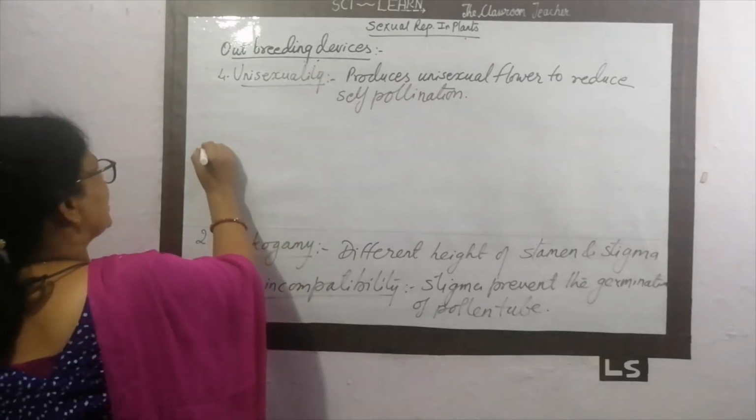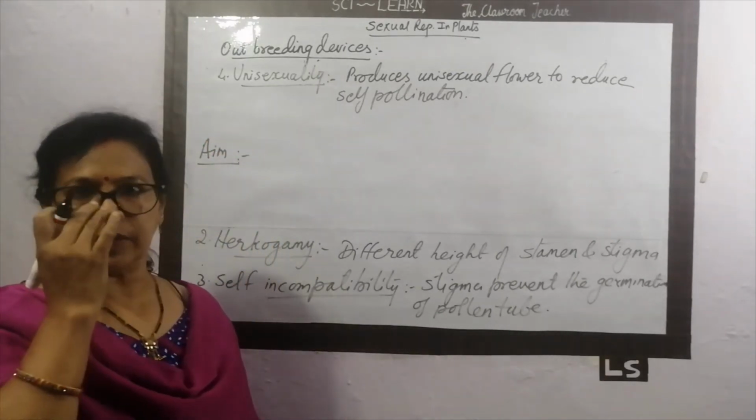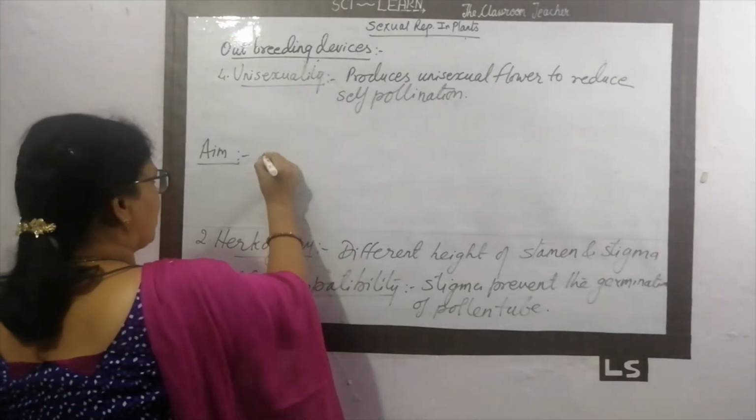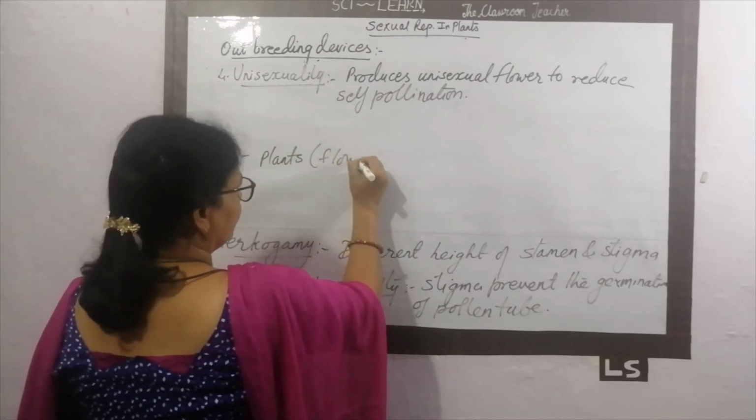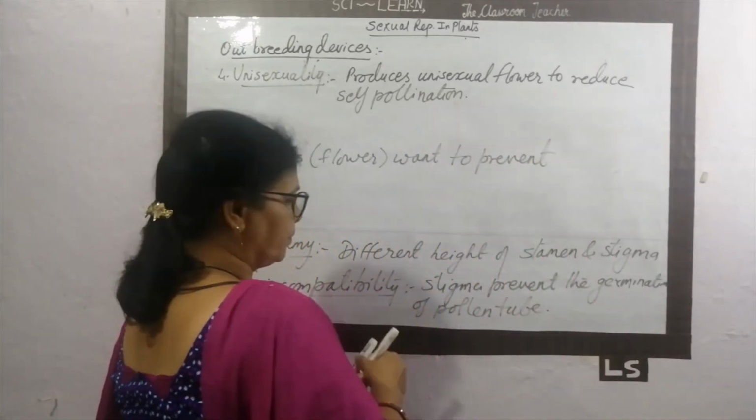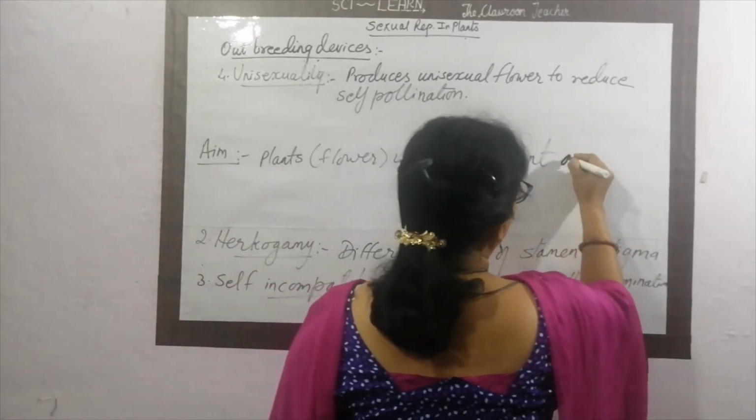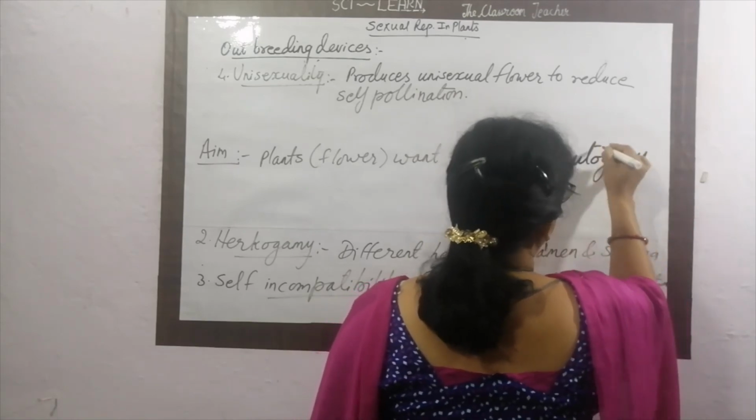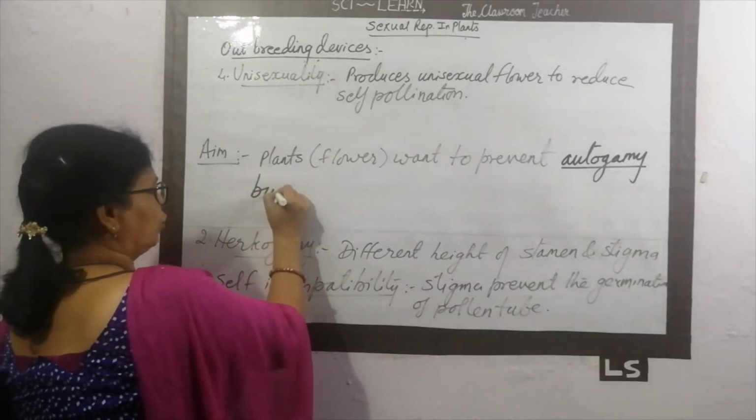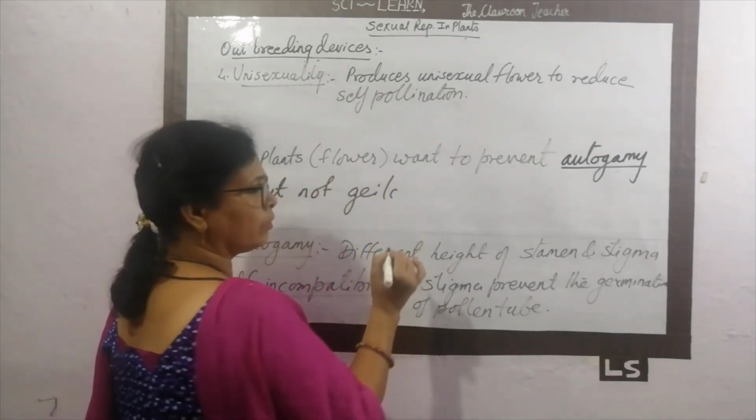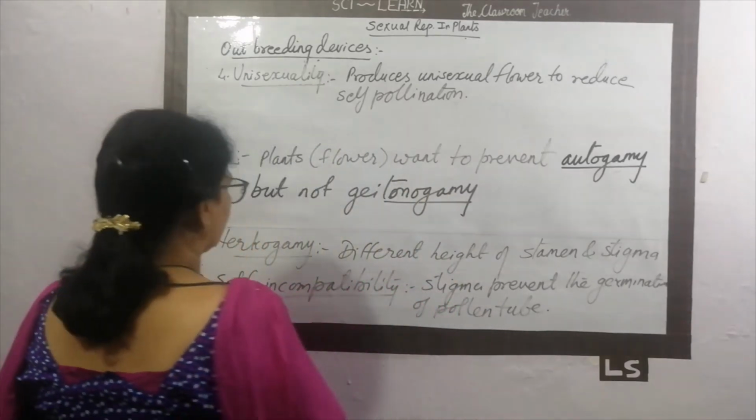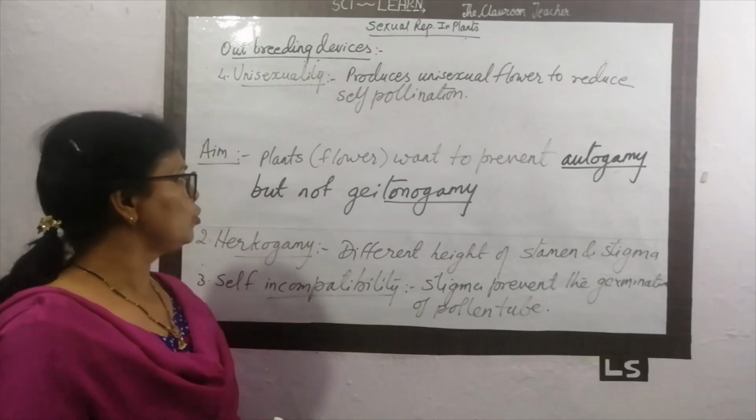What is the aim of outbreeding devices? The simple aim is that the plant wants to prevent autogamy, that is self-pollination, but not geitonogamy. They prevent autogamy, but they don't want to prevent geitonogamy.